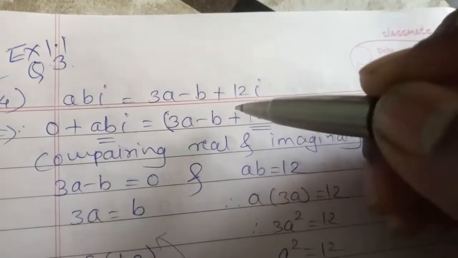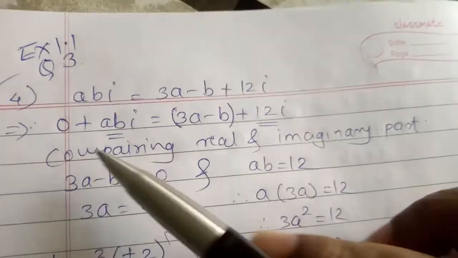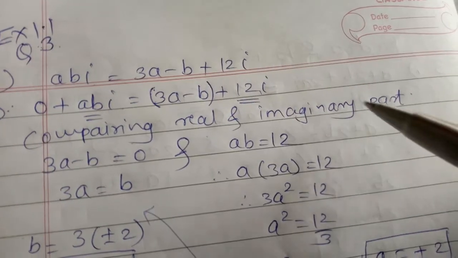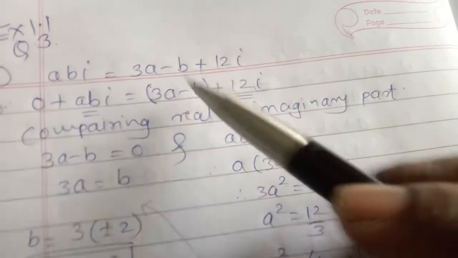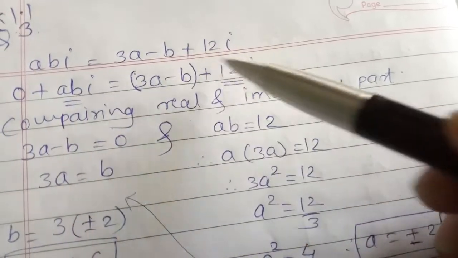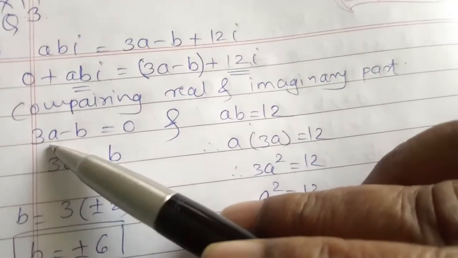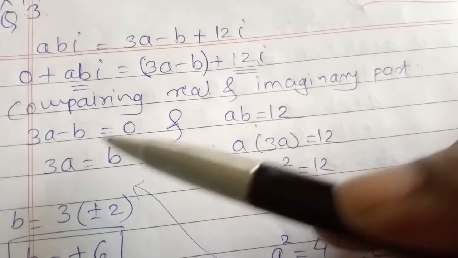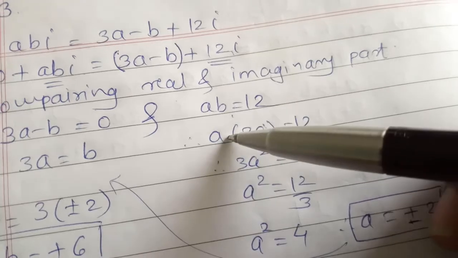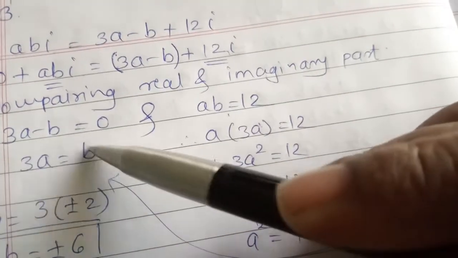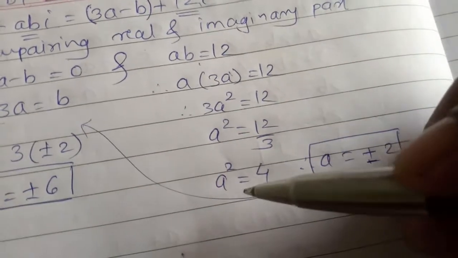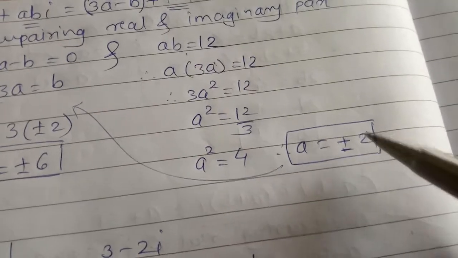So here we are going to compare the real parts and imaginary parts. So the imaginary part, I just underline here. Comparing real and imaginary parts, so what we get? So 3a minus b is a real part, so comparing with it we get here 0, and ab is equals to 12. So here we can find out the value, that is 3a is equals to b, and now we are going to put down this value of b, that is 3a here. So instead of writing b, we can write the value of b as 3a. And so 3a square is 12, and a square is equals to 12 by 3, so a square is equals to 4, and so the value of a is plus minus 2.